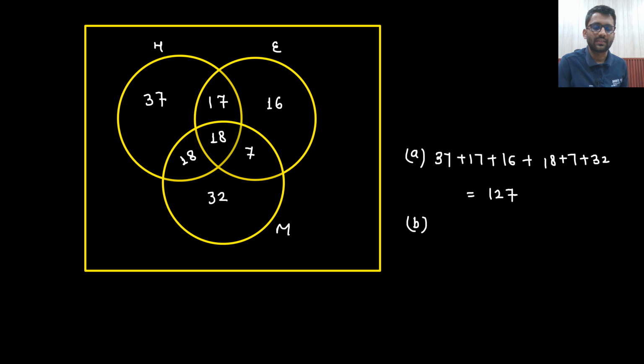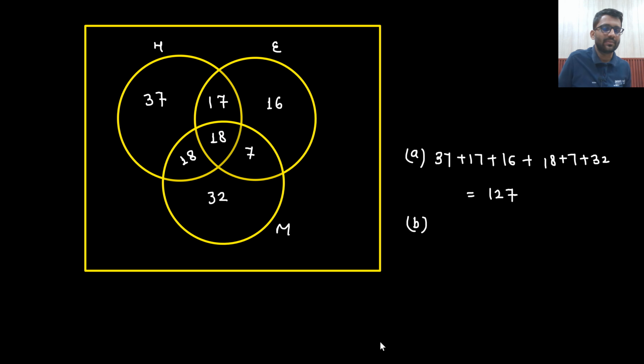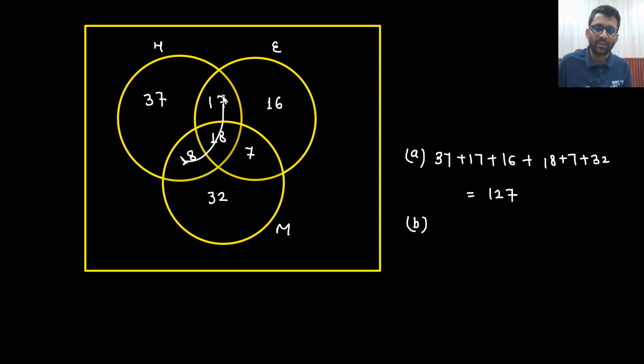What is the next thing they are asking? At least 2 subjects. If I am saying bring me at least 2 vegetables, then you can bring 2 as well, you can bring 3 as well. So 2 and 3 all will be combined. So all these will be coming. These guys are reading only 1, so these should not be coming. Those who are reading at least 2, or 3 will also work.